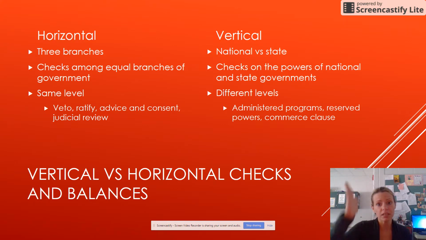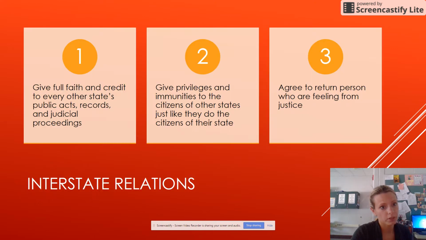So we think of vertical as national versus state because the national government really kind of is a level above here. And then horizontal is the three branches of checks and balances because they're all on the same level playing field.